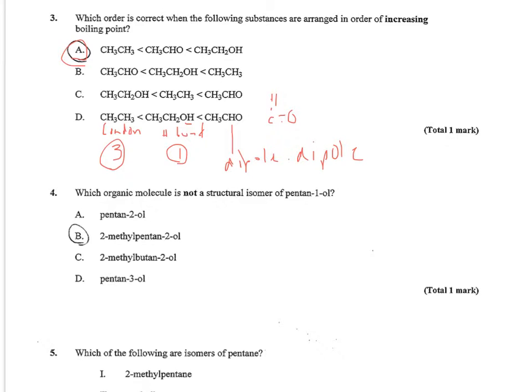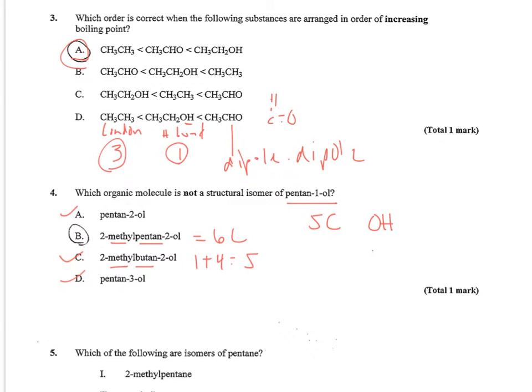Number 4, which organic molecule is not a structural isomer of pentanol 1? So what this tells me is it's 5 carbons and it's got an OH group. So pentanol 2 would be an isomer. 2-methylpentanol, the methyl group means there's a backbone of 5 plus a branch of 1, so this is a total of 6 carbons, so that is not going to be an isomer. 2-methylbutanol is going to be a methyl group plus the butane group, so that is a pentanol isomer, and pentanol 3 would be one. So B is not an isomer of pentanol.